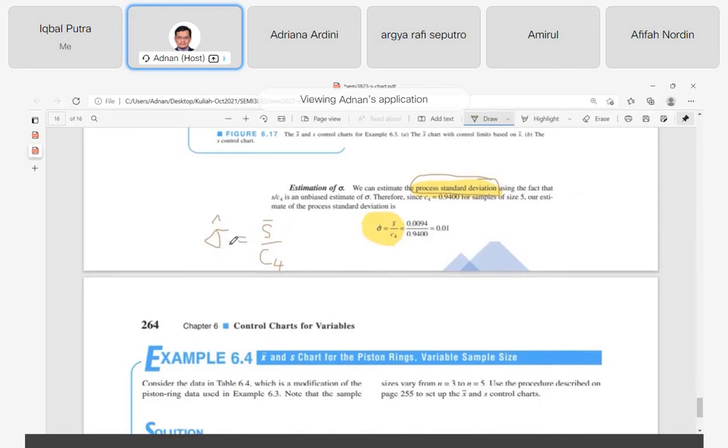In this case, it is given as 0.001. If we use S bar, we are going to get 0.009. So this is slightly bigger compared to the estimate from S bar. So sigma hat is slightly bigger because we have this correction factor, which is C4.